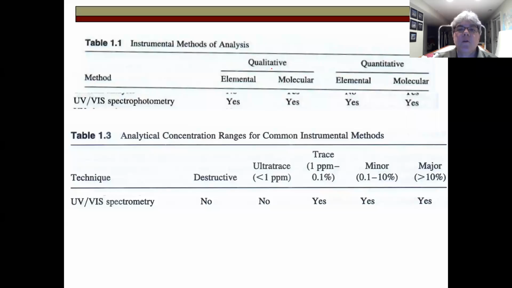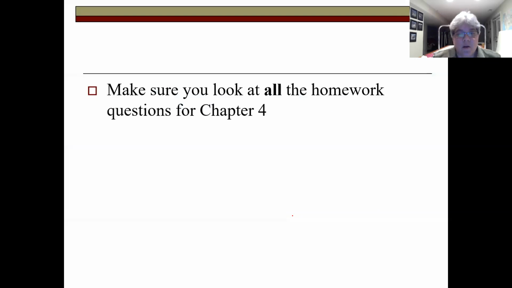Notice for qualitative, yes, we can get molecular qualitative information. Now it's not a lot, but there is limited. And we also get quantitative. And then the third table tells you the method is not destructive, and we can measure concentrations from 1 ppm all the way up to above 10%. Okay, so just to remind you those tables are there if you sometime need to go back and review something about a method. Okay, so that finishes chapter 4.